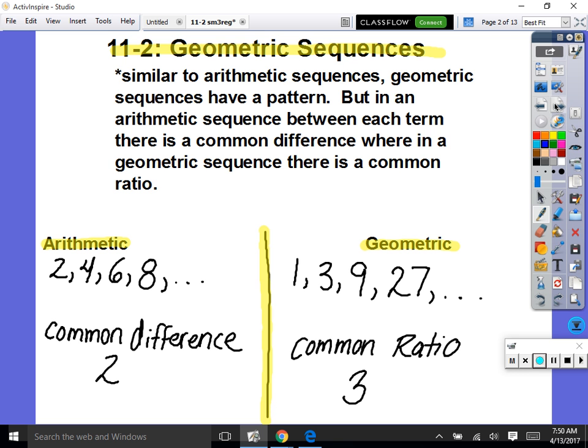So now it's no longer arithmetic. There's not going to be a common difference. It's going to be geometric. Similar to an arithmetic sequence, geometric sequences have a pattern between each term. But in an arithmetic sequence, between each term there is a common difference. That means if you subtract the terms, it's the same every time. Whereas in a geometric sequence, there'll be what's called a common ratio. Now, remember what the word ratio means? Ratio means division.